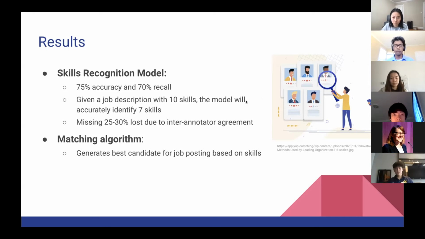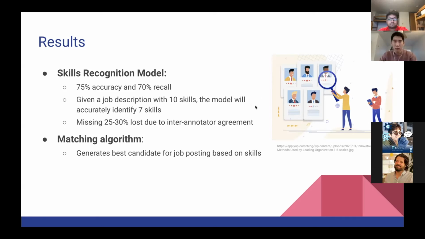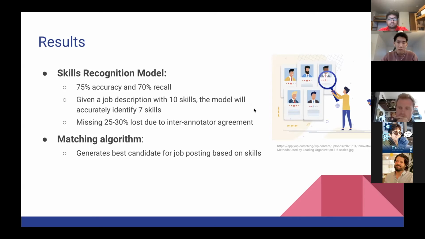And now we developed a matching algorithm which, given a job description and a resume, can see how many skills are matching, and we can recommend a certain candidate based on that.